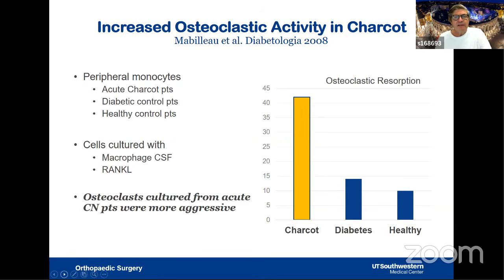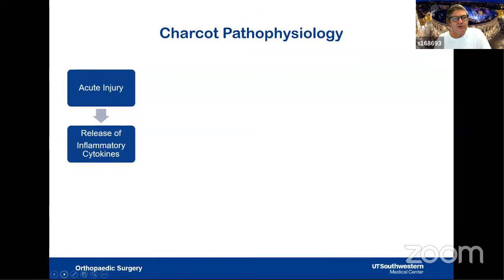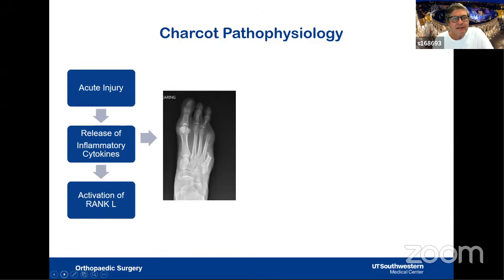And so remember that when you look at these, not only did they increase the osteoclastic resorption, but the osteoclasts that were cultured were much more aggressive than the other osteoclasts. So again, getting back to the pathophysiology, an acute injury releases these inflammatory cytokines that activate RANKL, and RANKL in a person like this who has an injury or overuse.